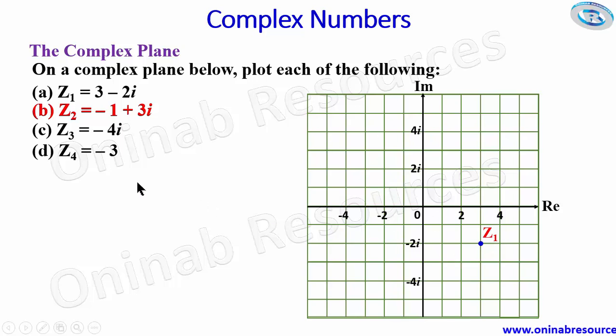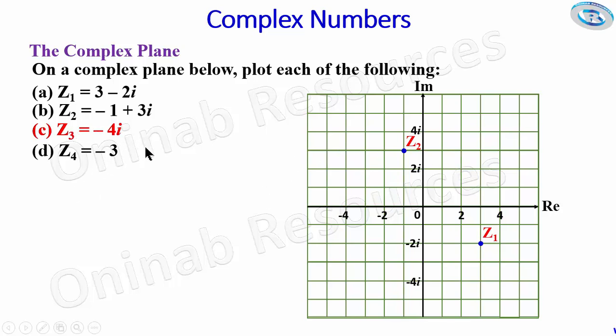Then for z2, that is the B, the real part is -1. This is the line where the real part is -1 and the imaginary part is +3. This is the line, the imaginary part is +3. Their point of intersection is here. So we label that point as Z2. So that is the Z2 on the complex plane.